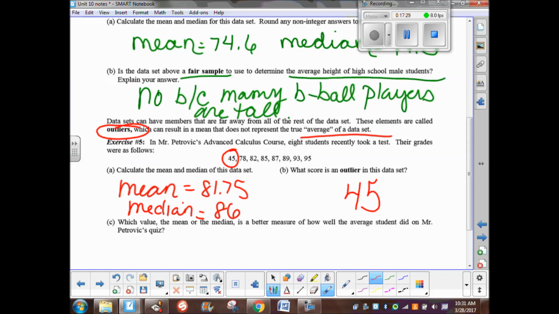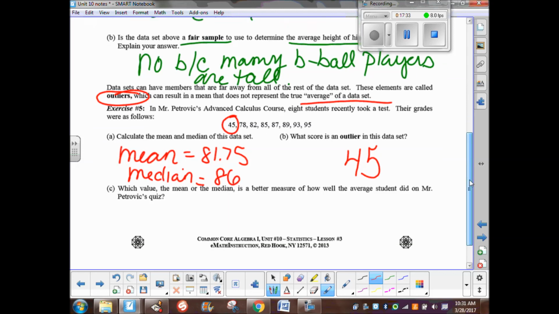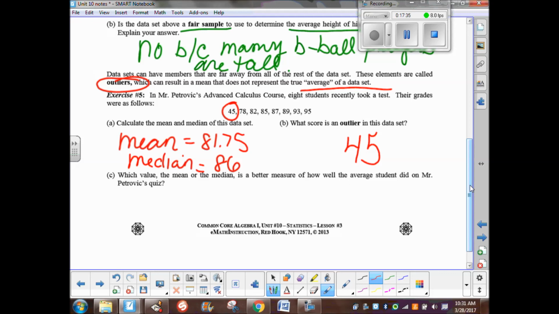And we see that outlier of 45, and see what that 45 did to the mean, compared to the median. Which value, the mean or the median, is the better measure to tell how the average student did? Which one's a better measure to tell overall than the median?